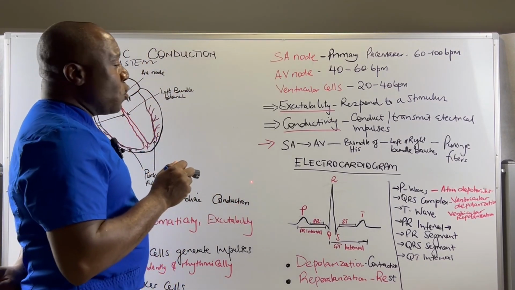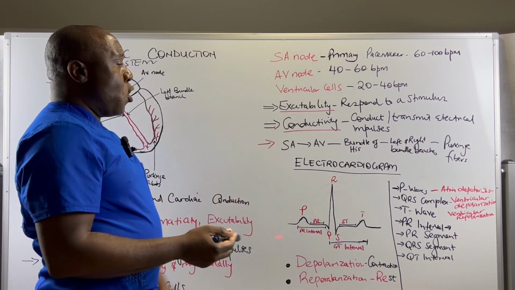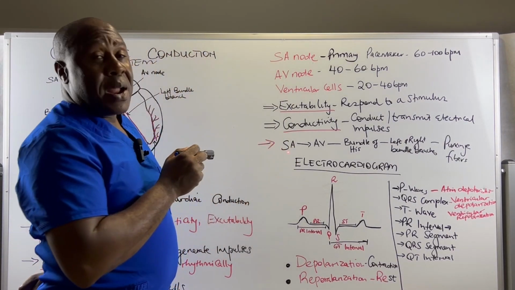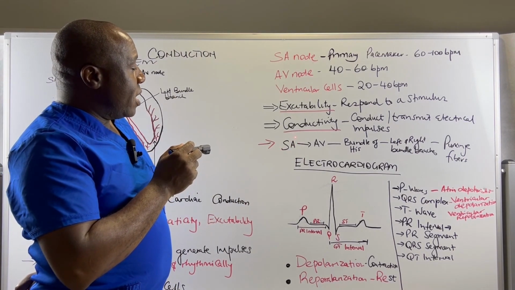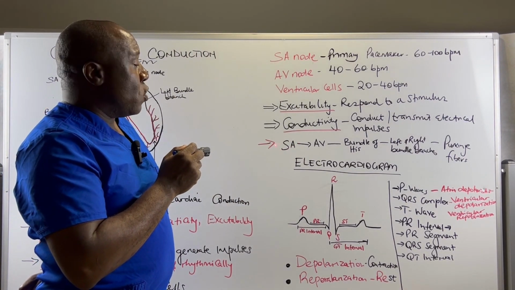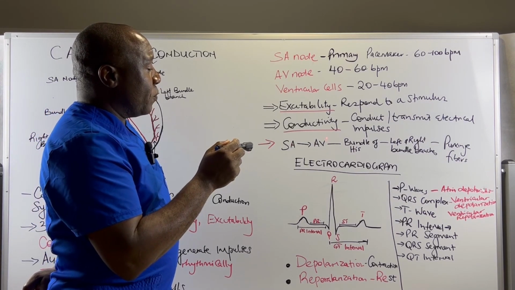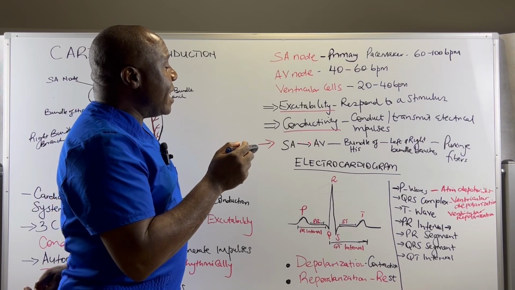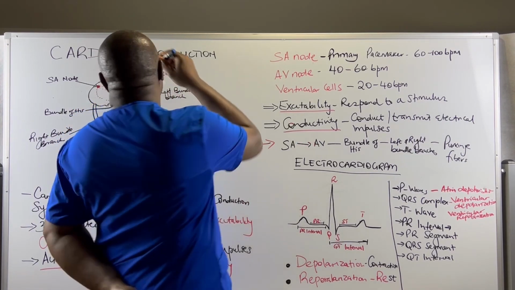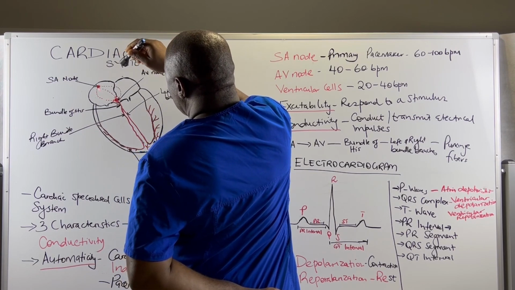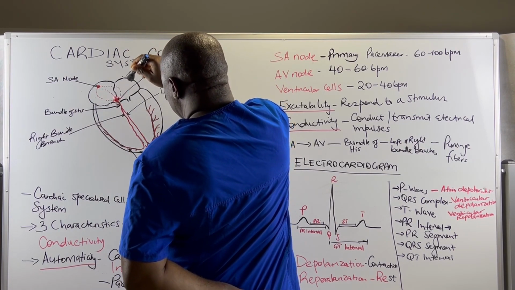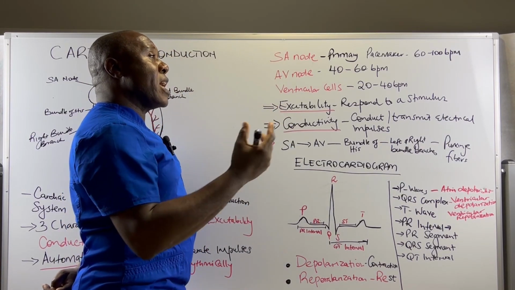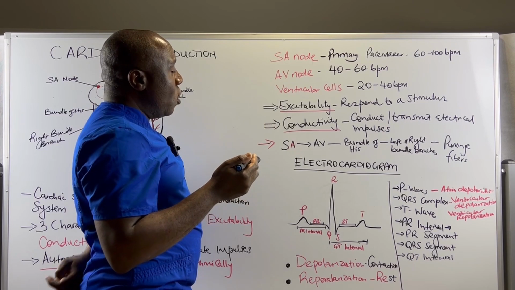So let's look at a normal pathway of an electrical impulse within the heart. The SA node is the primary pacemaker of the heart. When the electrical impulse travels from the SA node, it goes to the AV node through the internodal pathways. So we have internodal pathways. It travels in that direction, travels in this direction, and then comes to the AV node. So the electrical impulses travel through the atria via the internodal pathways.